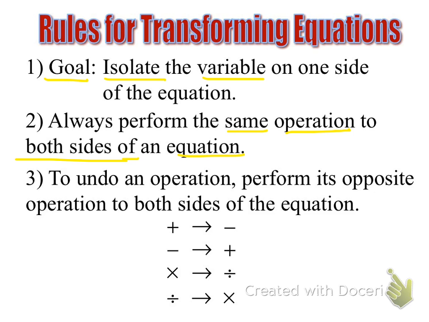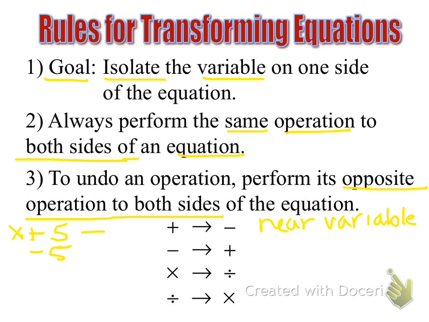Now, what am I doing to get the variable alone? To undo an operation, I always do the opposite operation to both sides, near the variable. So let's say I see x plus 5. I'm going to subtract 5. Does that make sense? When you see plus 5, you're going to subtract 5 to get x alone.